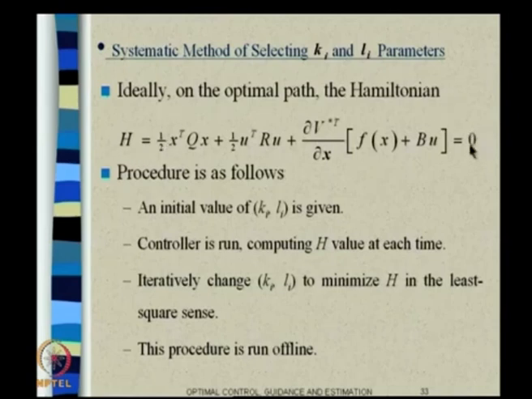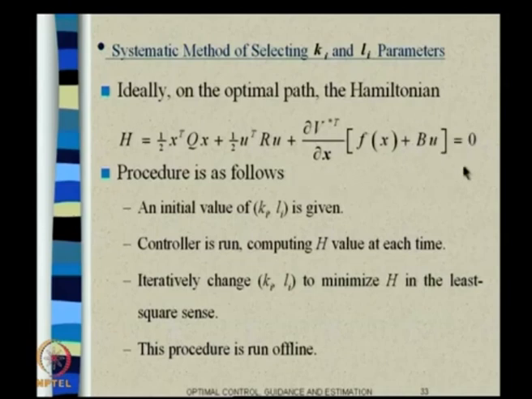Ideally on the optimal path, Hamiltonian has to be 0, we know that. On the optimal path, remember one of our basic earlier lectures, we told that in general on the optimal path Hamiltonian is constant, if it is not an explicit function of time. And in addition to that, in the regulator problem, if it is a constant and finally it goes to 0, then it is 0 everywhere. Because as t goes to infinity, all state and control should go to 0, and the Hamiltonian, which is in this form, will all go to 0.